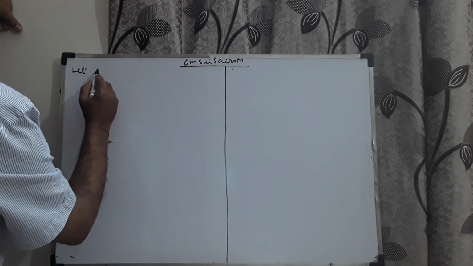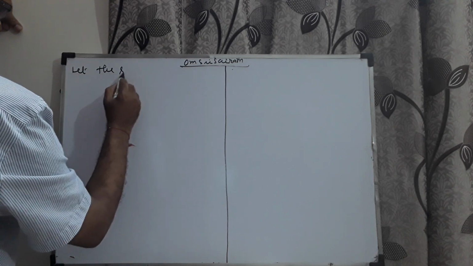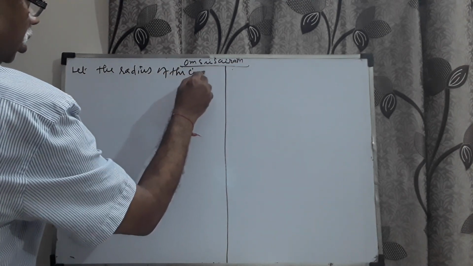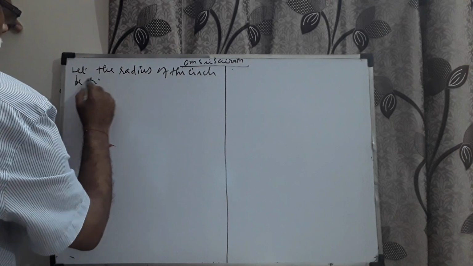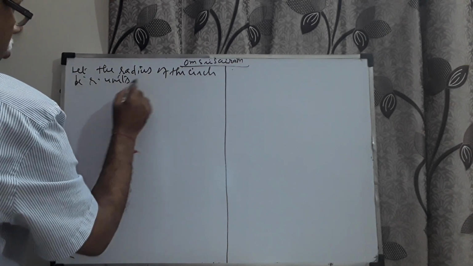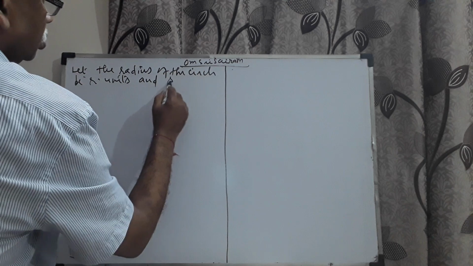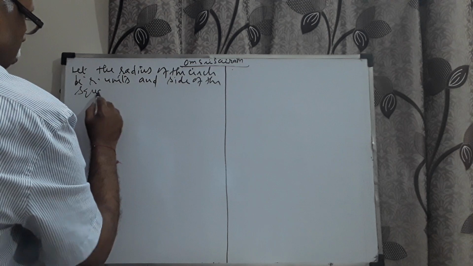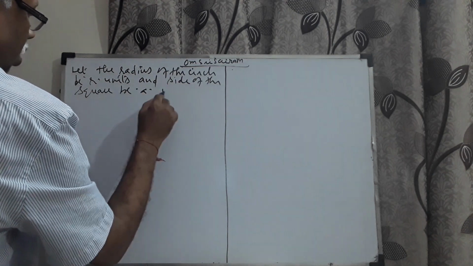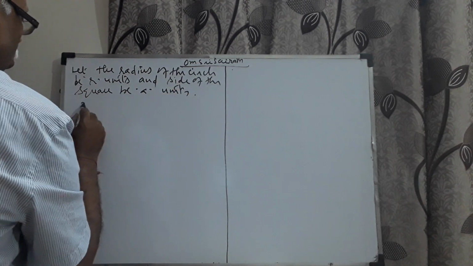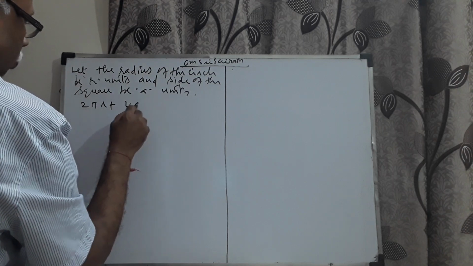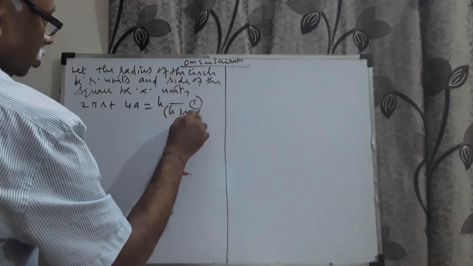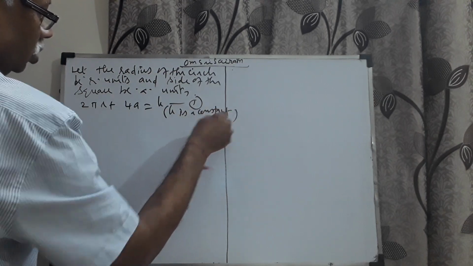Let me assume first, let the radius of the circle be r units and side of the square be a units. Now what is given? 2 pi r plus 4a is equal to k. K is a constant. This is given to you in the question itself.